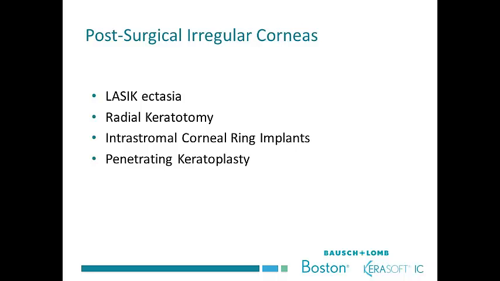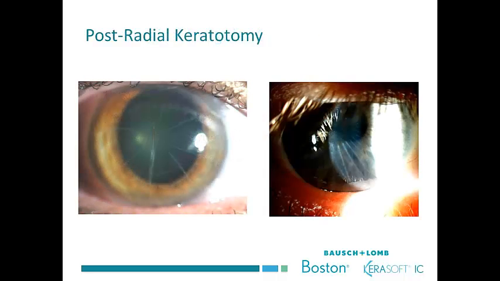So if there's a bullae forming as a result of edema, a corneal transplant is indicated. And even though it's a treatment for irregular astigmatism, it can also result in irregular astigmatism. Here are examples of different types of RK procedures.